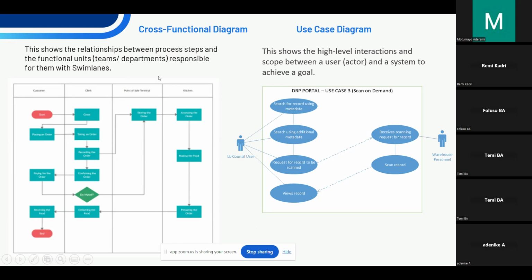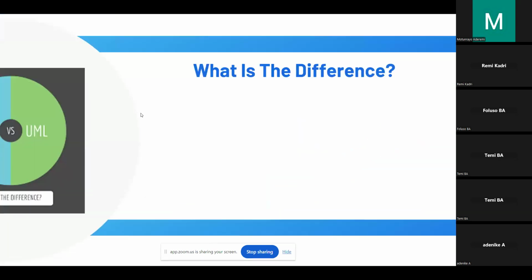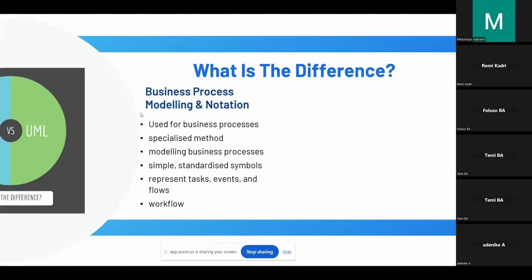And then for cross-functional diagrams, again, there are basic shapes you use. If you notice, there are a number of different shapes that are used here, although this is very simple. But for BPML, the Business Process Modeling and Notation language, there are standardized shapes that are used to capture each task or each activity. Yeah, I'll show you a bit more about it. So this slide basically just wants to highlight what the difference is between the two languages.